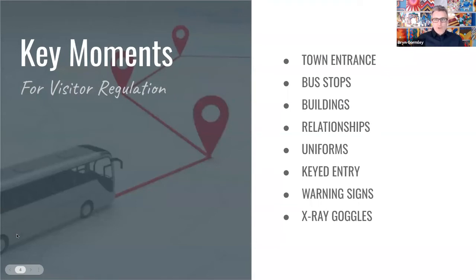Some of the key points that we'll talk about in the town are the entrance to the town, the bus stops, so where people get dropped off, our buildings, the relationships between visitors, what they're wearing and what that tells us, keyed entry, warning signs, and all normal towns have X-ray goggles.